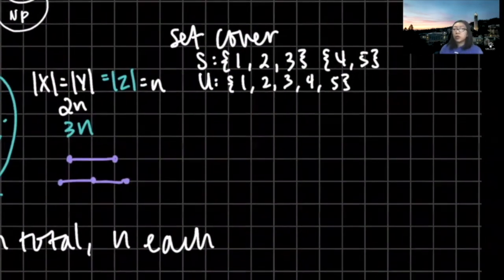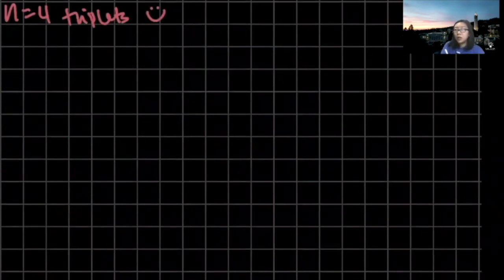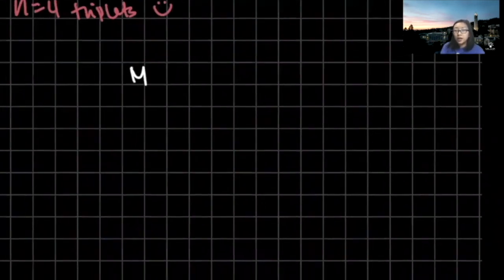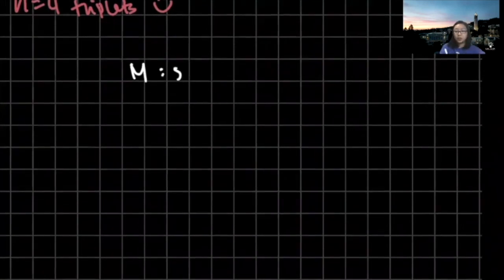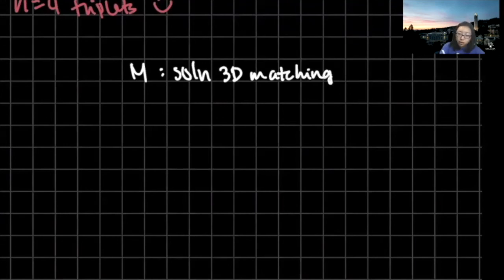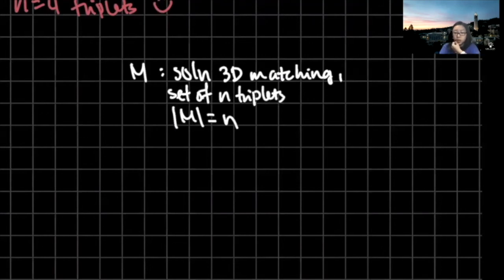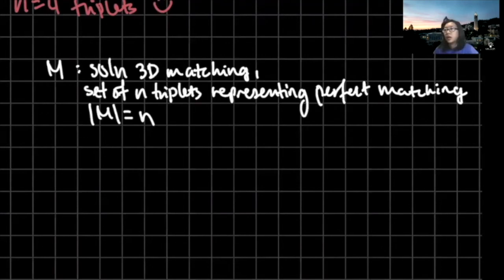If we wanted to be more rigorous in our argument, suppose that we have a solution M to the 3D matching problem, and the size of M is n. A solution of the 3D matching problem means that we have a set of n triplets such that they represent the perfect pairing. And we know that every triplet in M is distinct, so there are no intersections at all between every single pair, and they're pairwise disjoint.